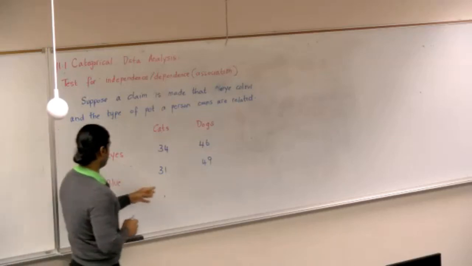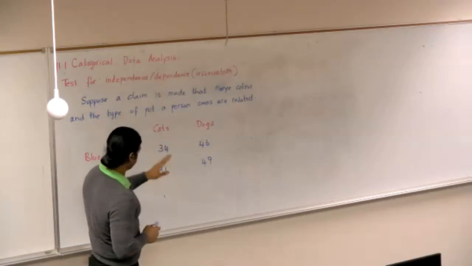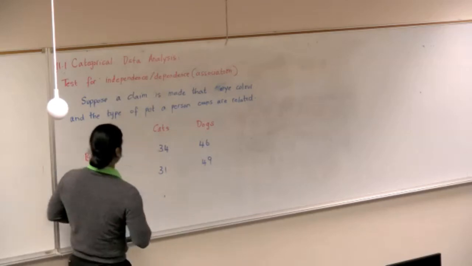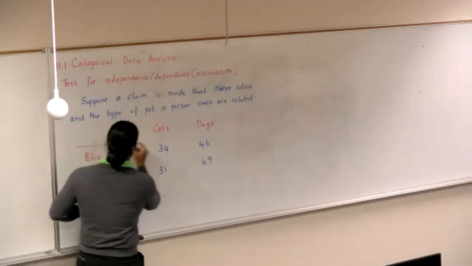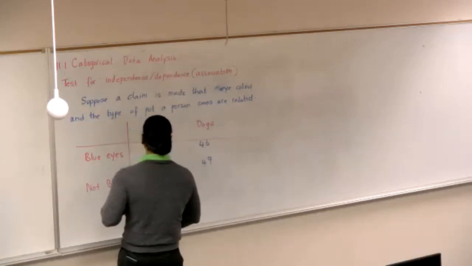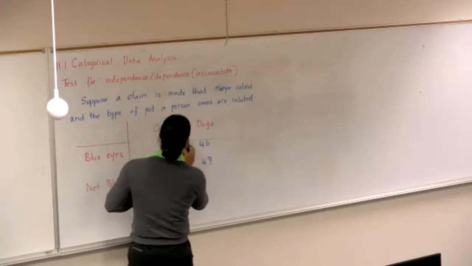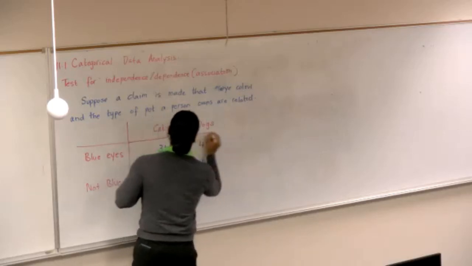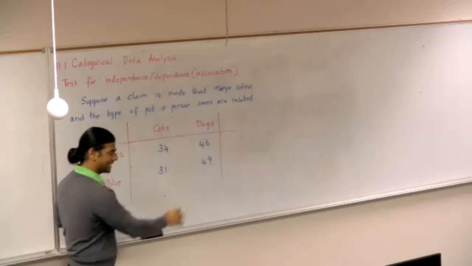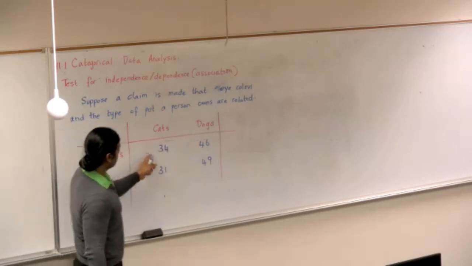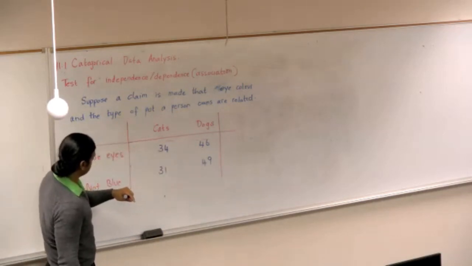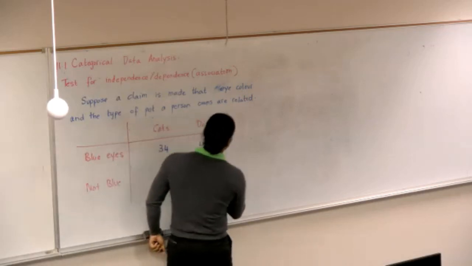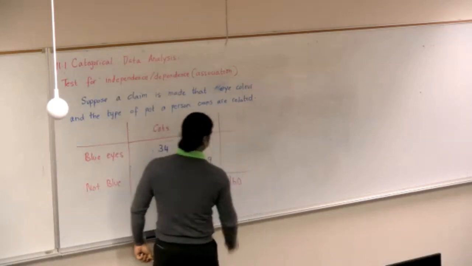So we got that information from a survey. And in total, how many people did we observe? Or how do we come up with that number? We just add all of them together. So 34 plus 46, 80, and 80 here also. So in total, we have 160.